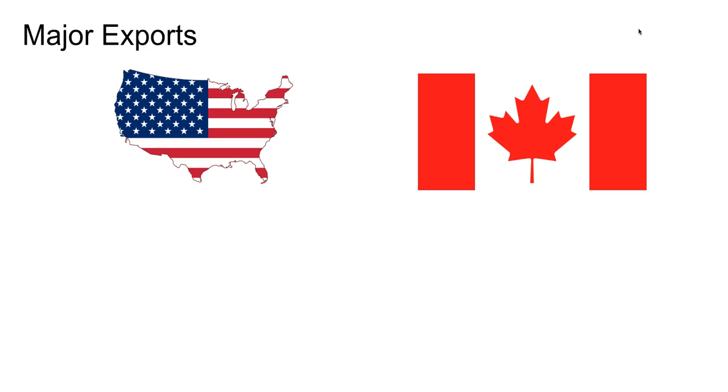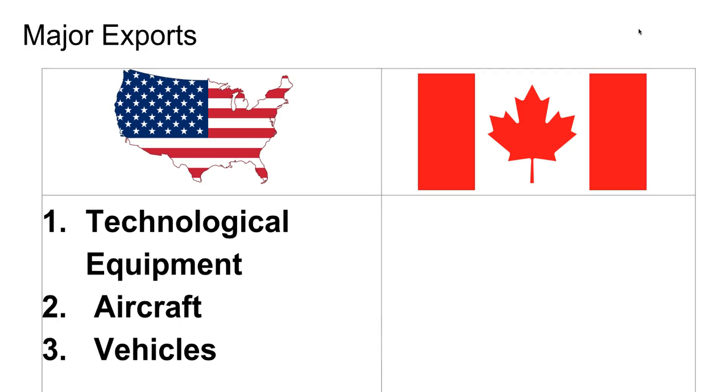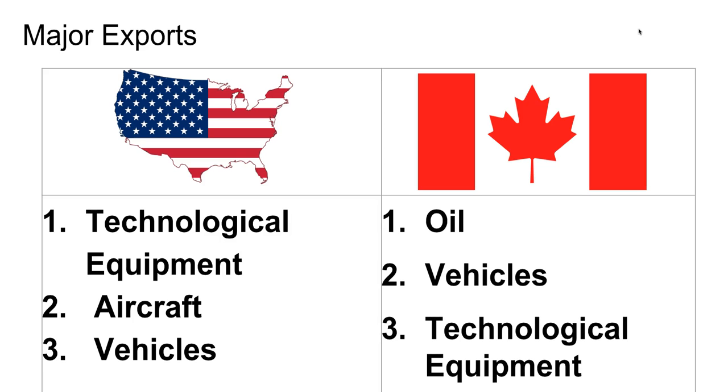We start today with some of the major exports from either side. Again, remember, exports are things that a country sells to make a profit. Another way to think about that is that exports are essentially what a country deems it has a comparative advantage in. Remember, because we don't sell everything we have, we sell things that we can produce at a cheaper cost. So for the United States, that's technological equipment, aircraft, and vehicles. We have a very strong industry and manufacturing center in our country, so we're going to focus on those things. And then for Canada, it's oil, vehicles, and technological equipment.